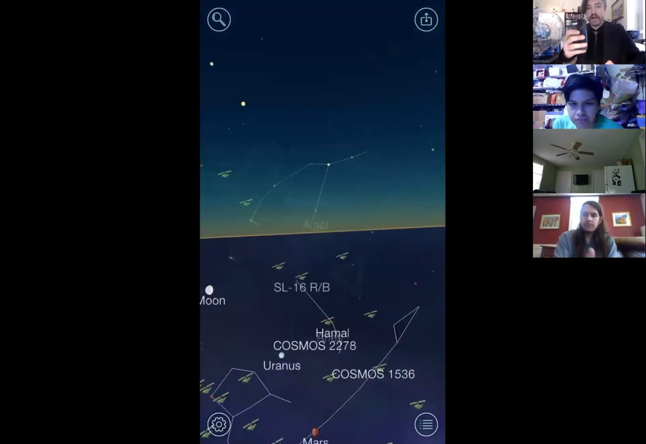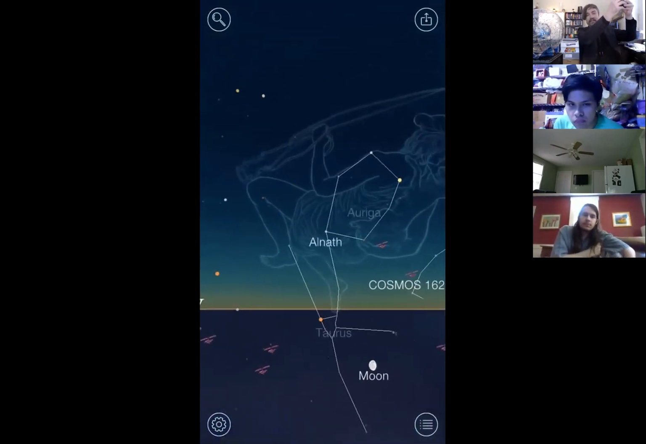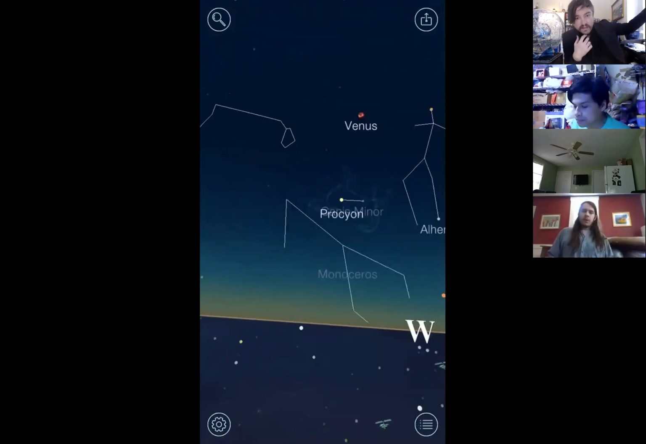I think I paid $3 for this. And what's cool is I can hold it up to the horizon and I can see which stars and planets are overhead. There's a whole bunch of apps like this. Look, Venus is up right now.